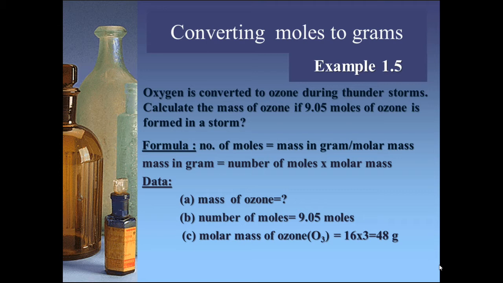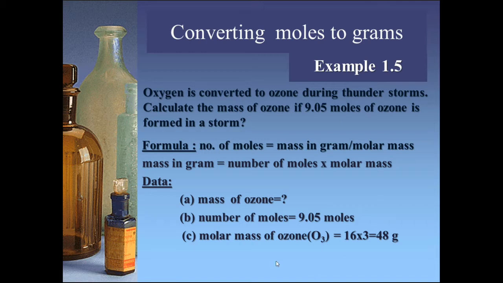Formula. We know the formula: number of moles is equal to mass in gram divided by molar mass. We already have the number of moles, so we are required to calculate the mass in gram. So we change the formula. Now the formula becomes: mass in gram is equal to number of moles multiplied by molar mass.